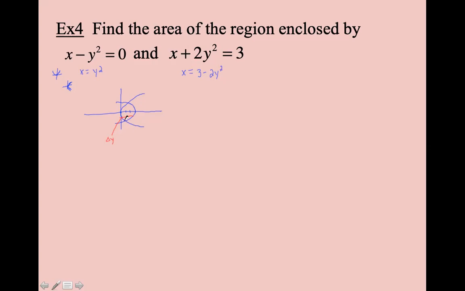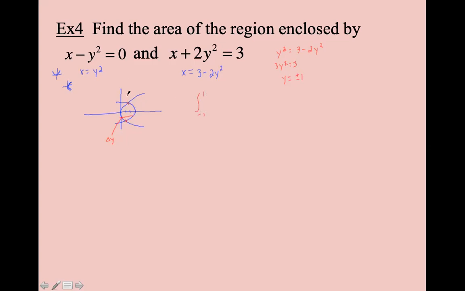So now I need to find my limits of integration. I need to know, where do these two curves intersect each other? They're both solved for x. So the question is, where does y squared equal 3 minus 2y squared? I'll bring my 2y squared over. That gives me 3y squared equals 3. Dividing by 3, I get y squared equals 1. So y is equal to plus or minus 1. So my integral is from -1 to 1.